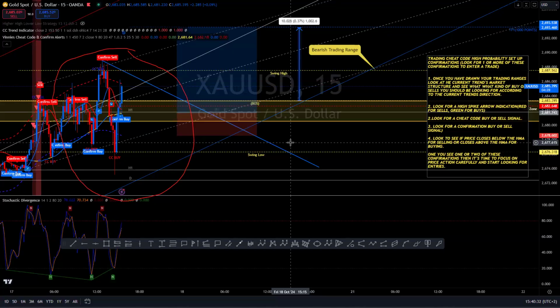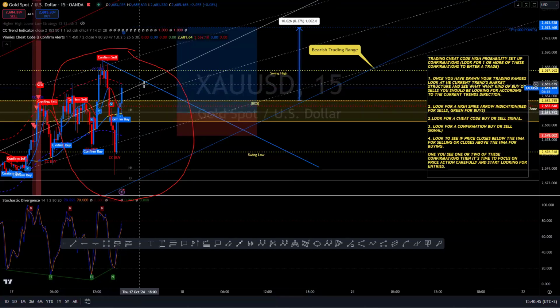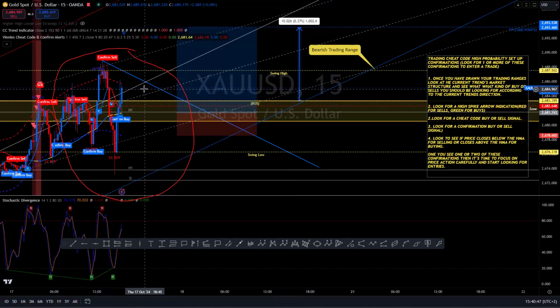In this case, it looks like it bought up. So according to the structure, because it broke above this structure here, this confirmation bias is accurate so far, possibly. So let's see.